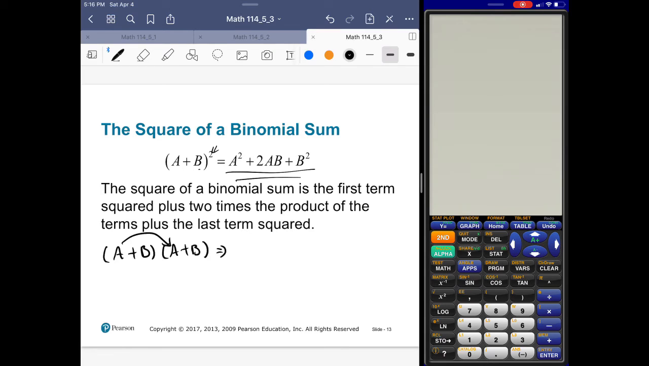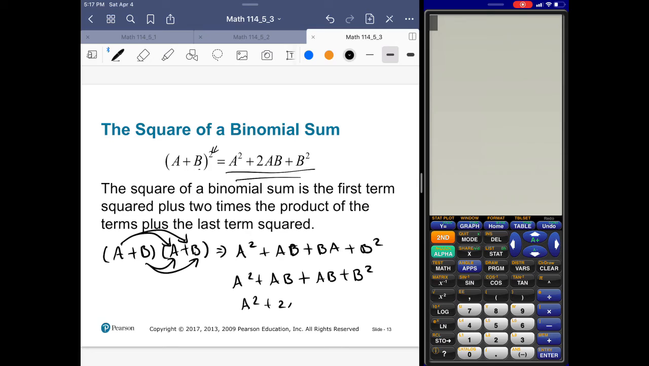A times a is going to give you a squared, plus ab, plus ba, plus b squared. Now remember that 2 times 3 is the same thing as 3 times 2. So I have a squared plus ab plus ab plus b squared. So I have a squared plus 2ab plus b squared. So this is how they came up with this formula.